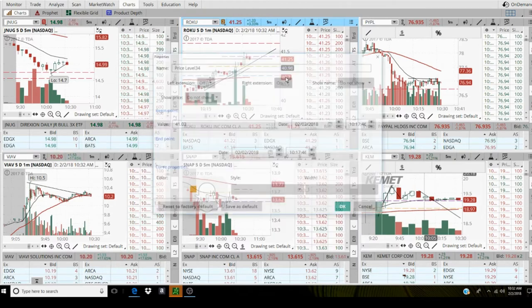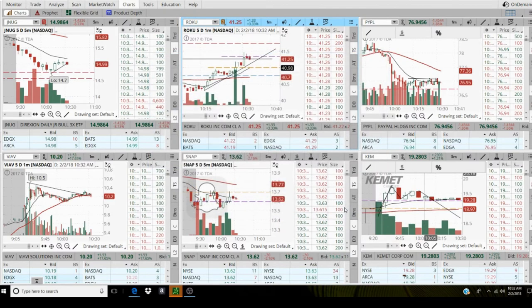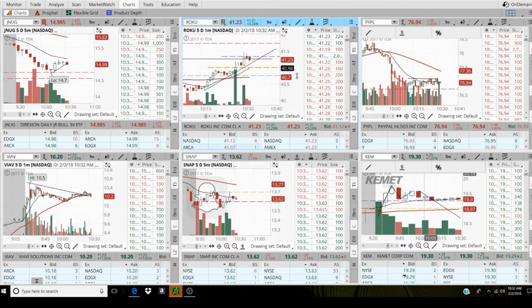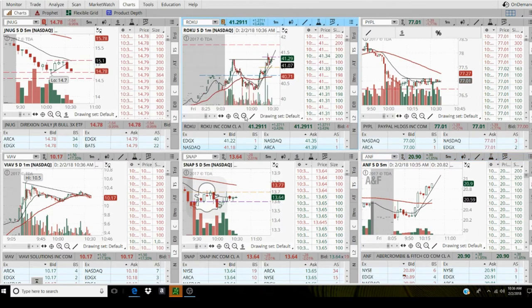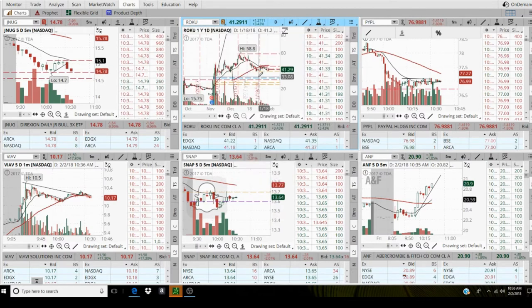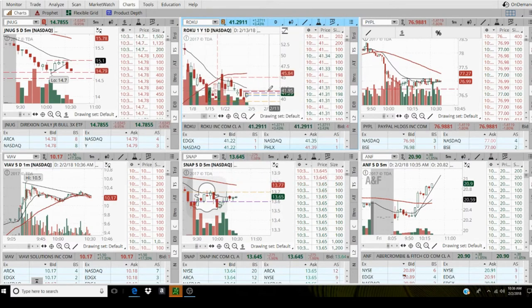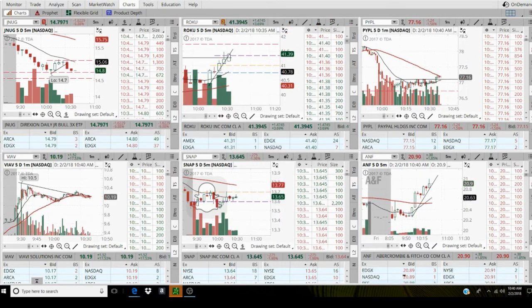All right, so Roku still hanging out around my entry. Let me adjust this to 41 even. Looks like it's about to pull back a little bit. So I'm down a little bit right now on Roku, but still looking good. Got resistance up there, 41.70. I believe that might be yesterday. Yeah, yesterday's high. So that'll be my first target.